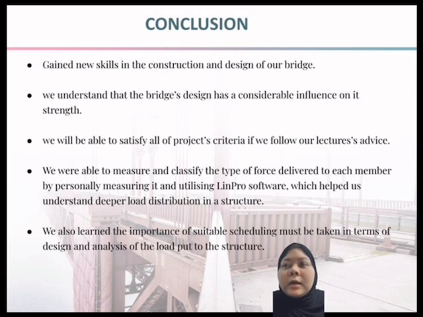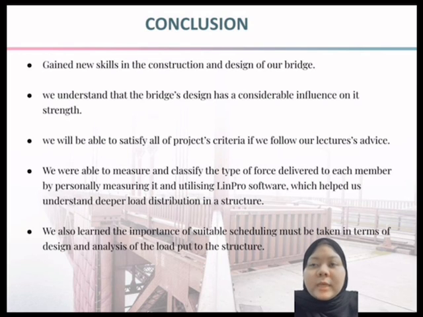Next, we also learned the importance of suitable scheduling in terms of design and analysis of the load put to the structure to become a stronger bridge. Each part's joints must fit as closely as possible to each other. Fortunately, all of the participants in this project have agreed to work together to complete it.